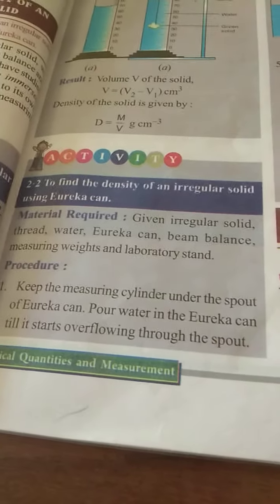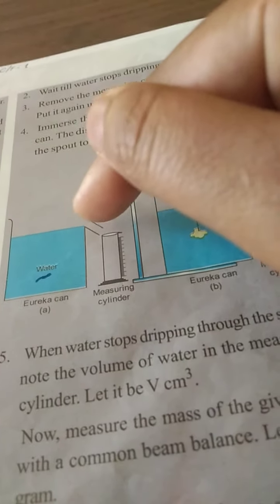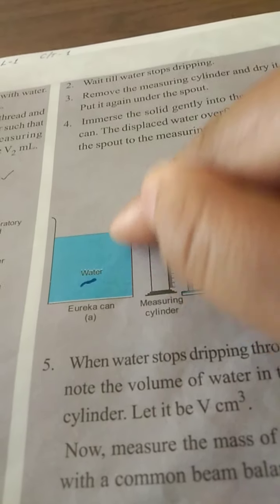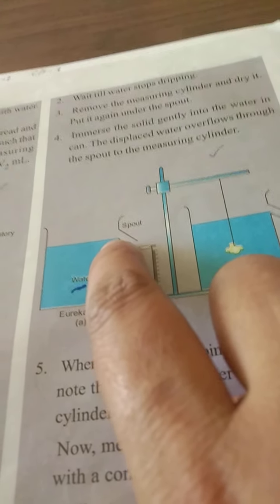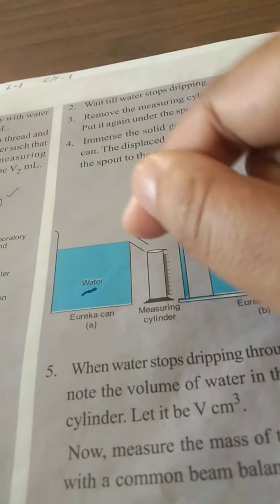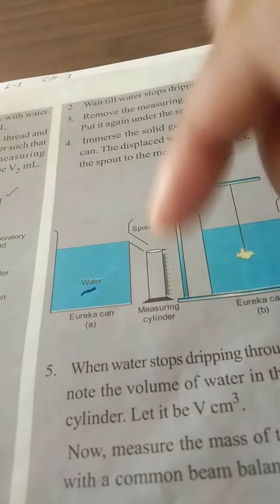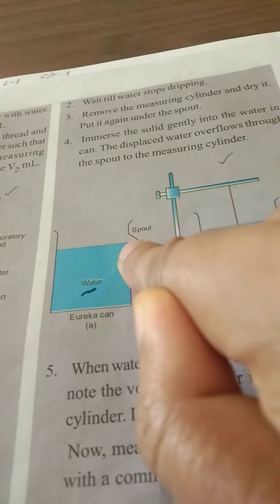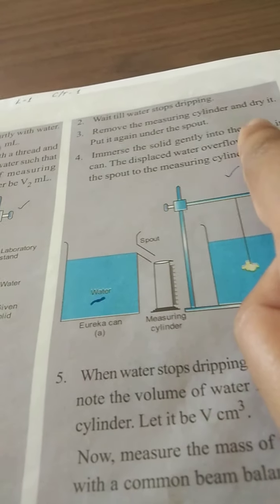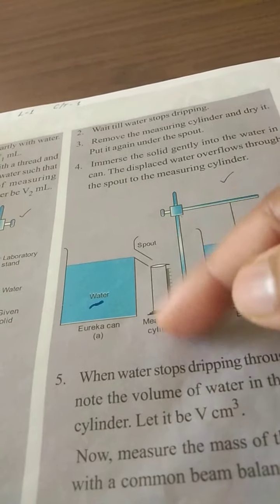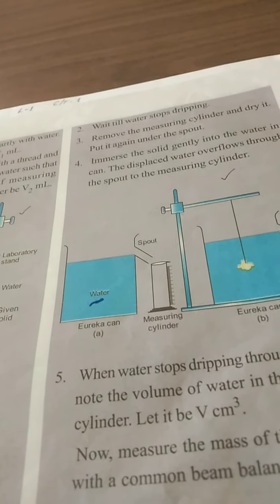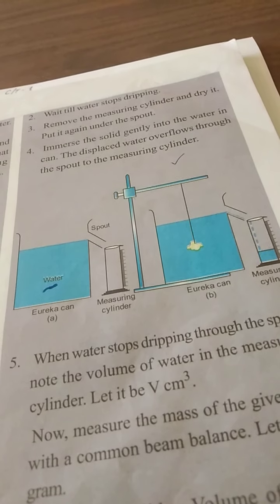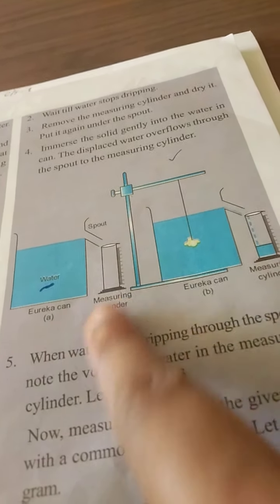Pour water in the Eureka can till it starts overflowing. You have to fill the water exactly to the brim, up to the spout. Wait till it stops dripping. Then remove the measuring cylinder and dry it. Remove all the water particles from it, and then put it again under the spout.